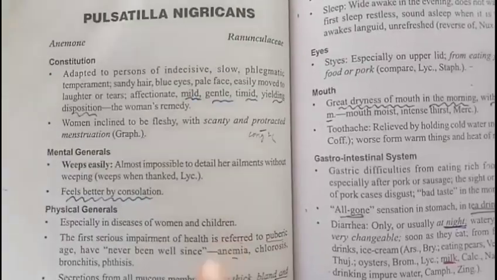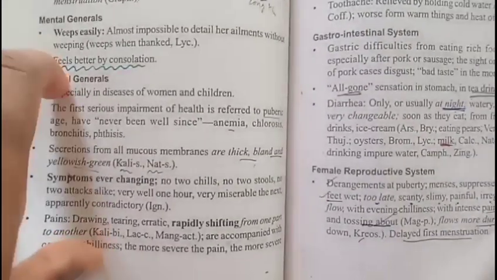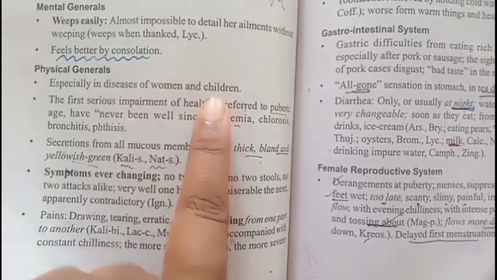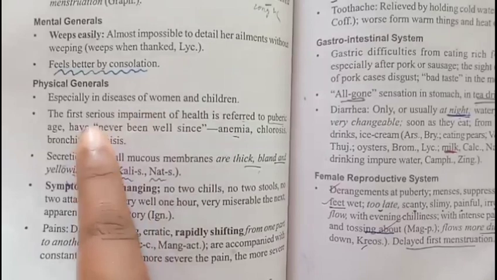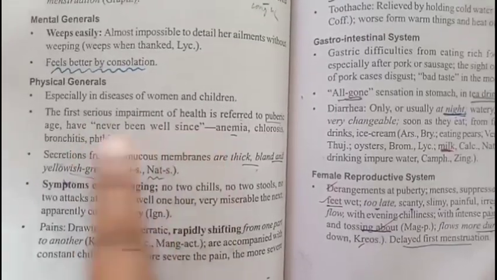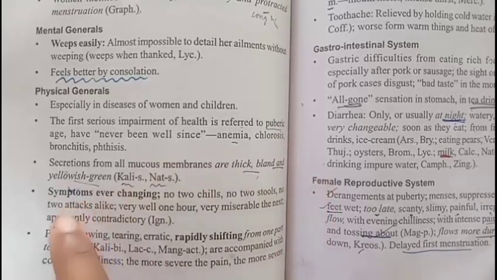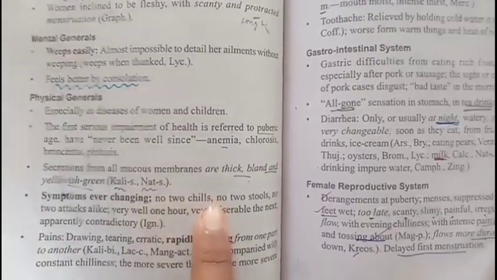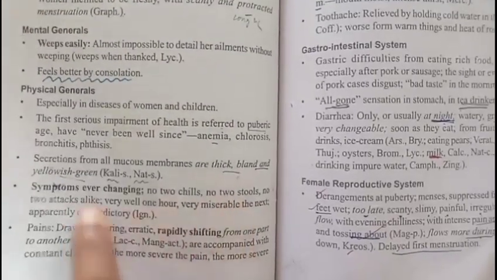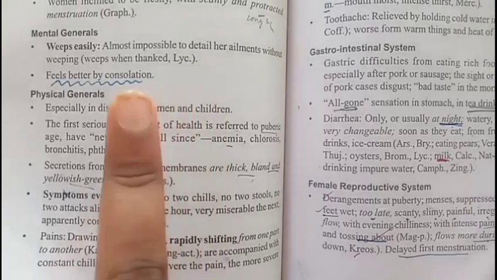In guiding, first we include physical general. These are the physical generals: adapted to women and children. First, serious impairment of health related to the pubertic age group, anemia, chlorosis, bronchitis, phthisis. All secretions are thick, bland and yellowish-greenish. Symptoms are ever changing. No to stool, no to chills, no to attacks. 4 things: no chills, no to stool, no to attacks.